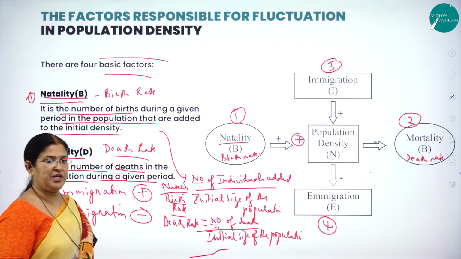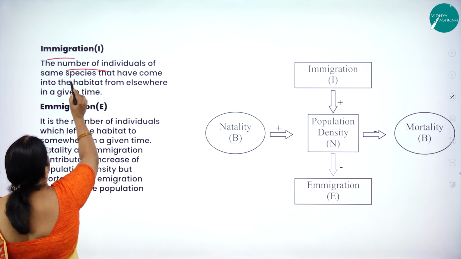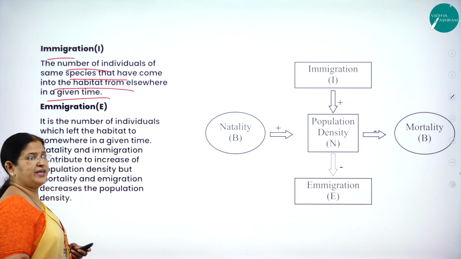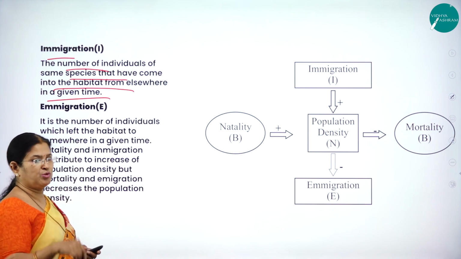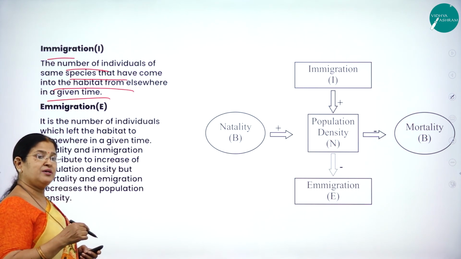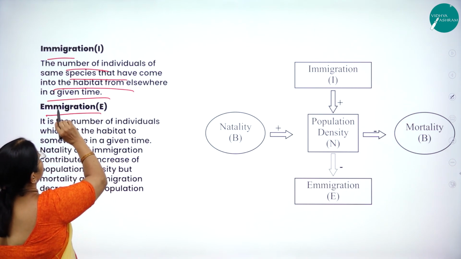So immigration, as I said, is the number of individuals of the same species that have come into the habitat from elsewhere in a given time. Like as I said, somebody from another country has moved into our country. He is an immigrant. But somebody from our country who has moved into another country is an emigrant. So what is immigration?